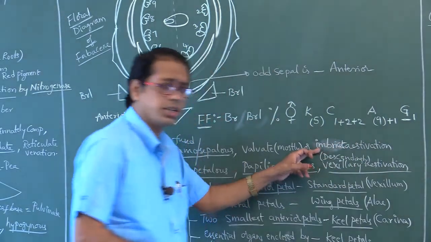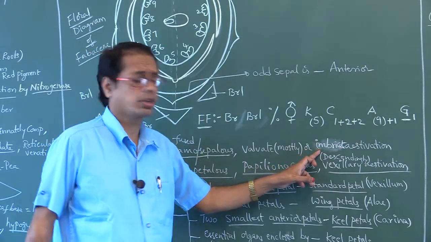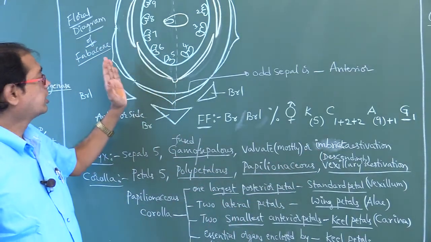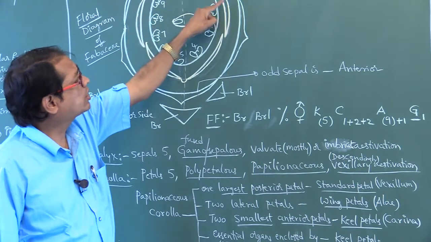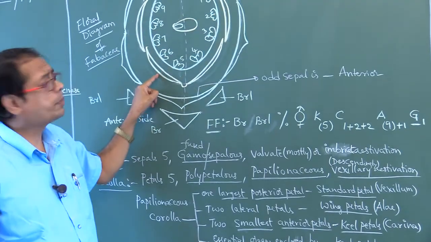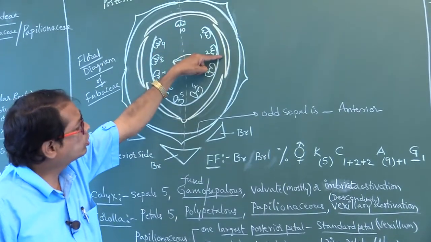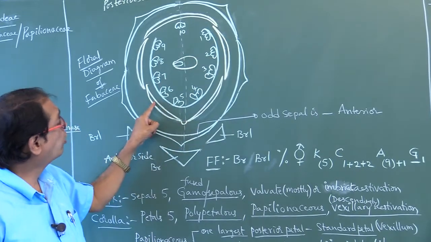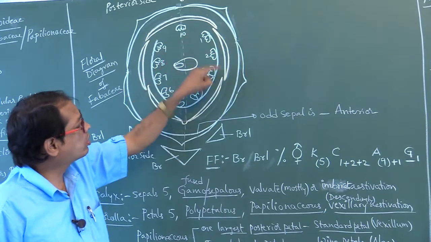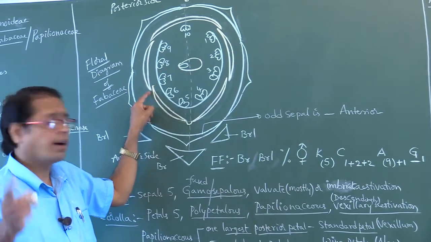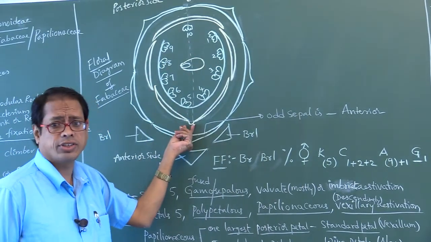And in some members imbricate estivation is found. Next, the second whorl of a flower is called petals. These are the petals. How many petals are there? 1, 2, 3, 4, 5. Petals are 5. These are not attached. Petals are free. Of course, these 2 petals are attached.